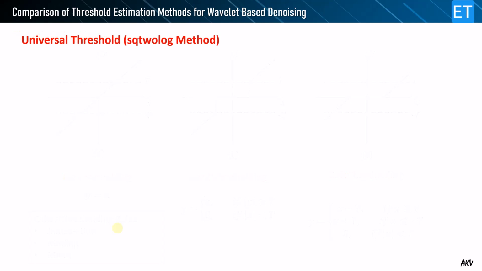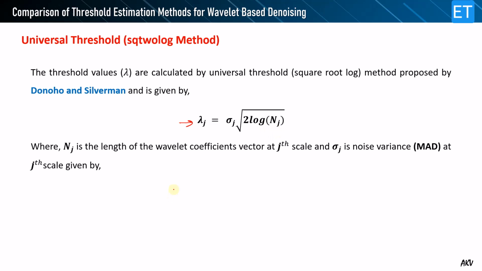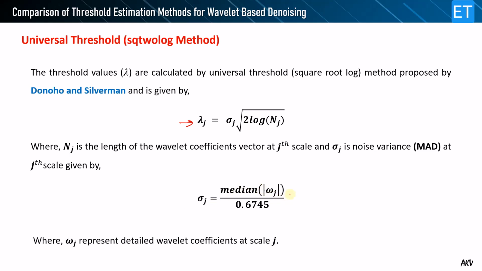And now come to these methods one by one. First I will take a very popular and very simple one, that is the universal threshold. This threshold was proposed by Donoho and Johnstone, and it is given by this formula. So threshold value lambda is sigma times square root of 2 log n. Here n is the length of the wavelet coefficient vector at some scale. Sigma is the noise standard deviation, estimated by the MAD, median absolute deviation, at the j-th scale, and it is given by this formula. That is the median of all the wavelet coefficients at j scale divided by 0.6745.